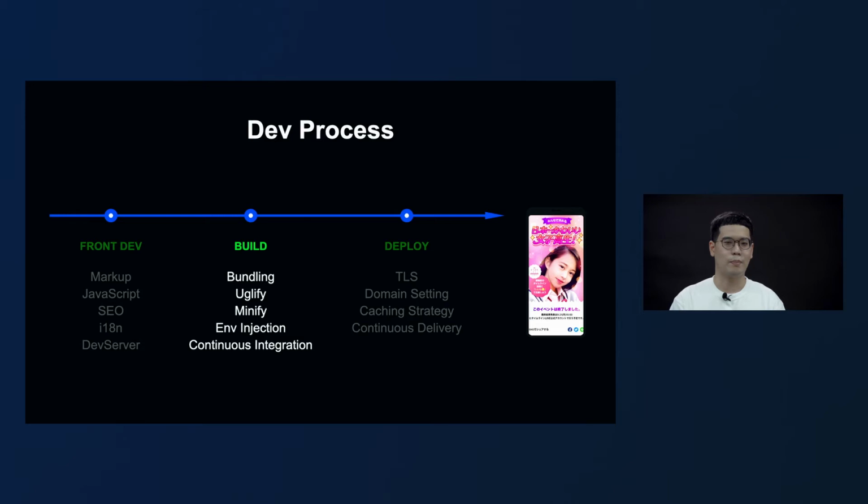Then, is the written source code deployed as is? No, that's not the case. HTML, CSS, and JS go through obfuscation or minification for optimization, and if multilingual processing is needed, we also need to replace the template. This is the work that is done during the build step.